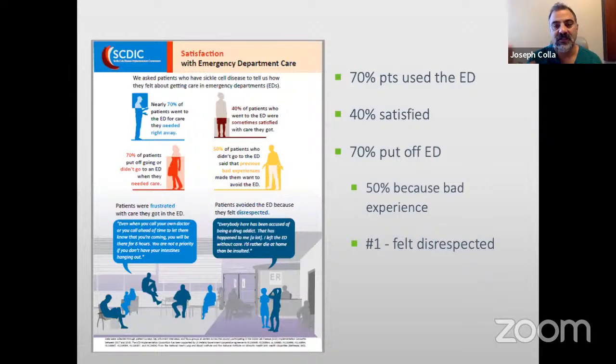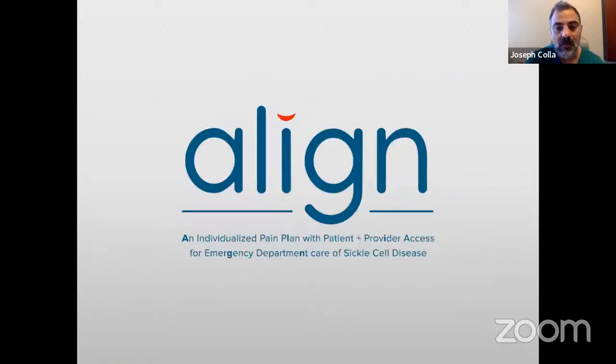Our needs assessment for the ED portion showed that of sickle cell patients, 70% use the ED, but only 40% are really satisfied with their experience. And of those that use the ED, 70% admit putting off going to the ED, and the majority is because they just had a bad experience or didn't feel respected. Hence the ALIGN study, which is this ED arm for SCIDIC.